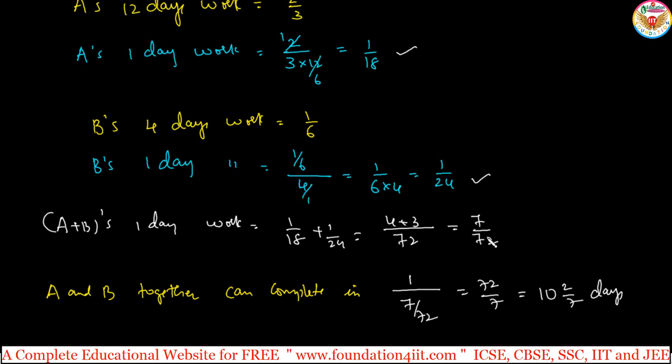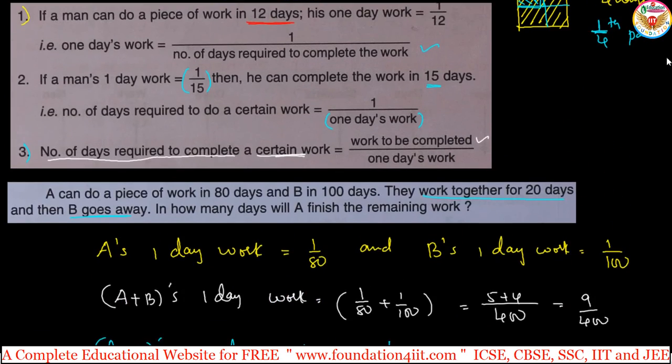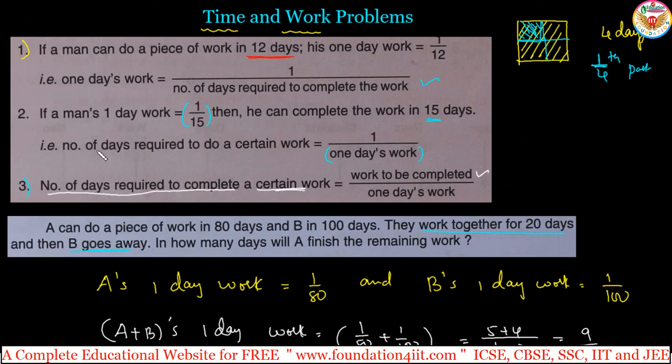So if you know one day's capability, the number of days is just the reciprocal of that number. These are the statements you can follow. Just remember these three statements. The number of days to do a certain work is 1 divided by 1 day's work, which means the reciprocal of that number. So these are the similar types of problems you can expect in time and work. You can do them similarly.